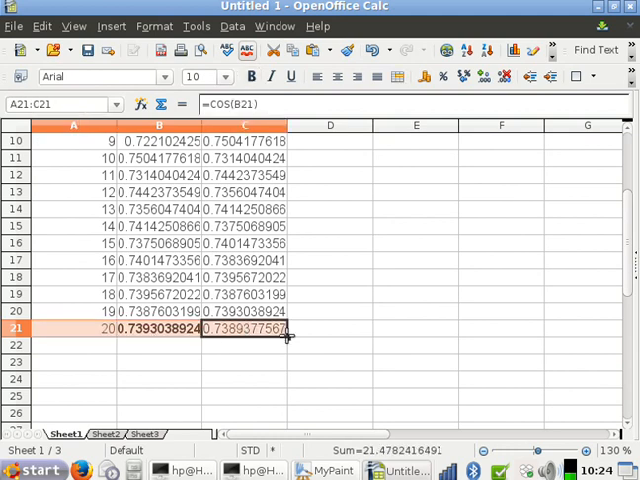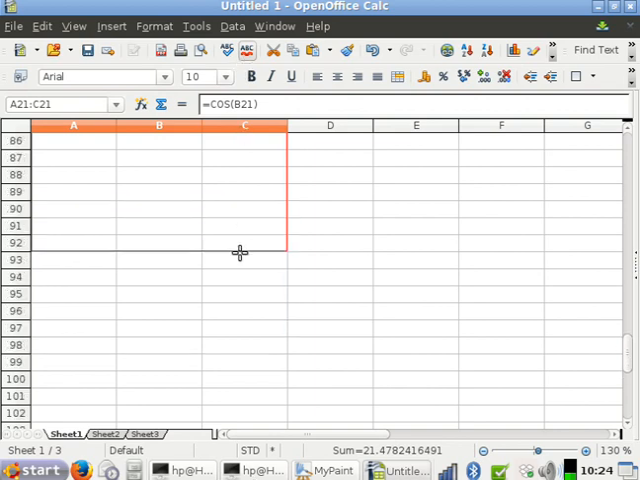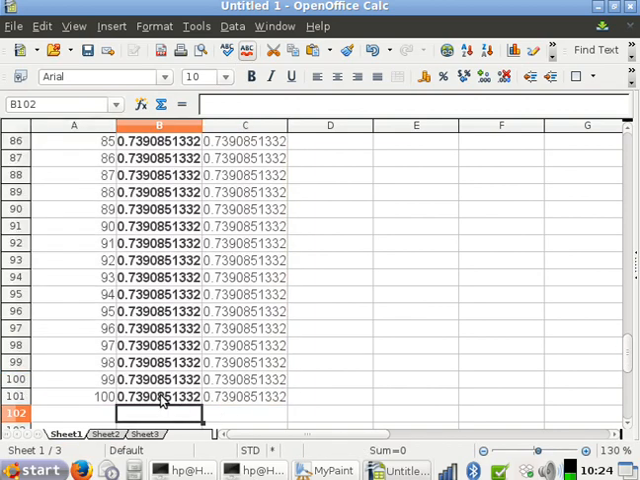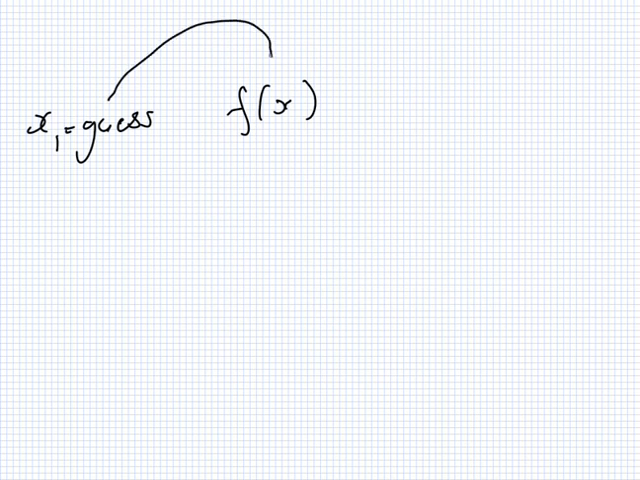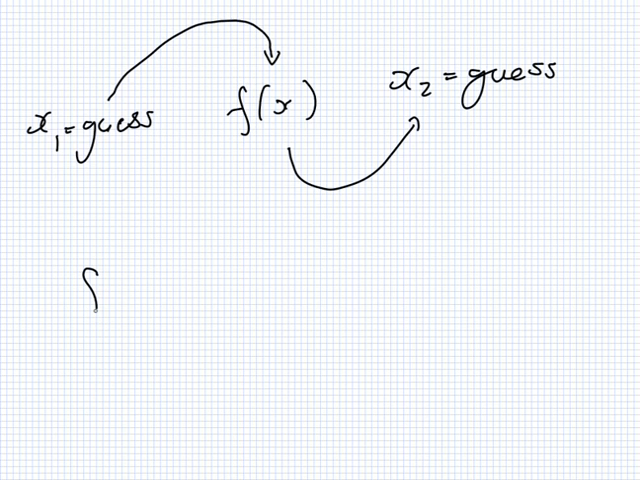Now I can actually make it more accurate if I do it many times. So let's say if I go to 100. 0.7390851332. If you type that one in, it should be exactly the same. So this process is rather simple. You have a function, you make a guess as normal, you put your guess into the function, and the number you get out is the next guess you should try. And this process repeats itself.